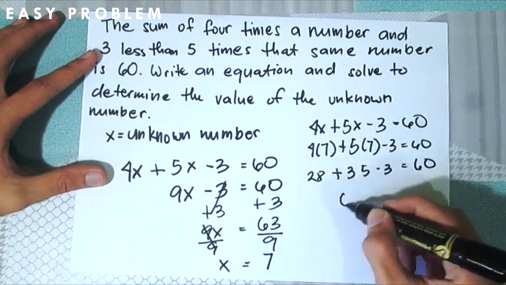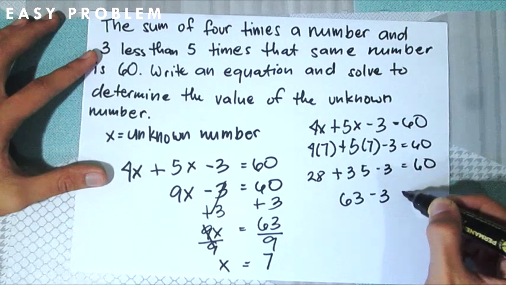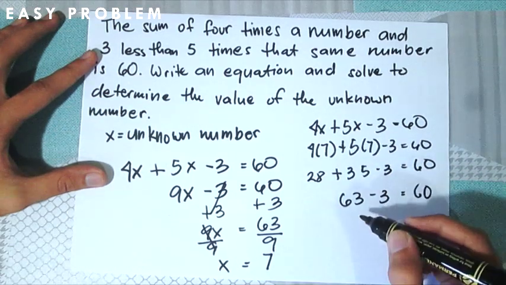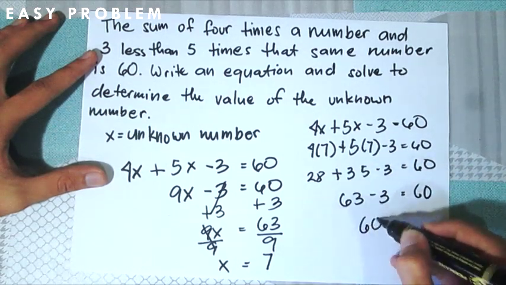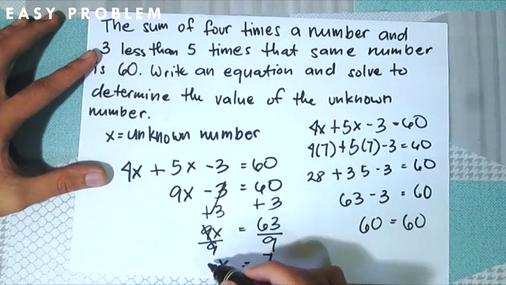Then we add 63 minus 3 is equal to 60, and that's our final answer. The unknown number is 7.